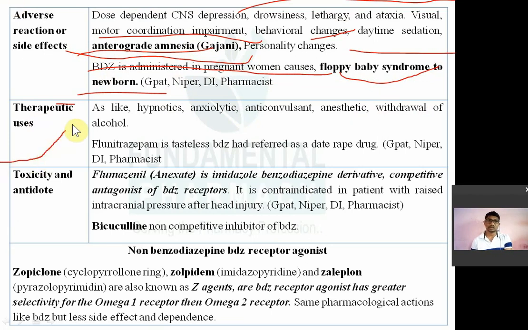Now, what are the therapeutic uses of these benzodiazepines? Obviously, as hypnotic, anxiolytic, anticonvulsant, anesthetic, and they are also used in the withdrawal of alcohol. So they may be used for alcohol withdrawal symptoms.